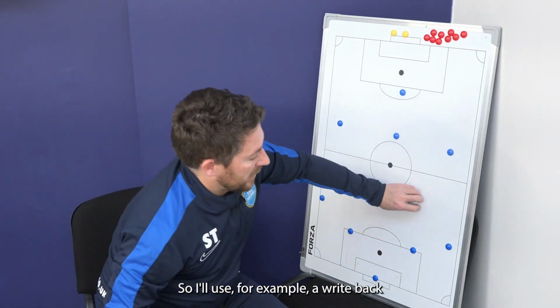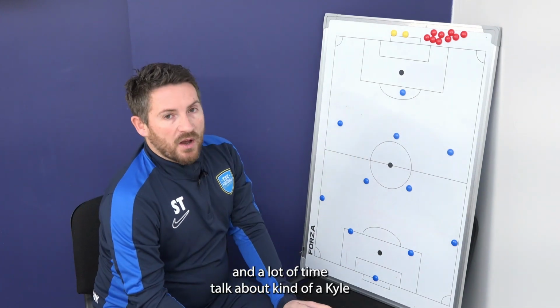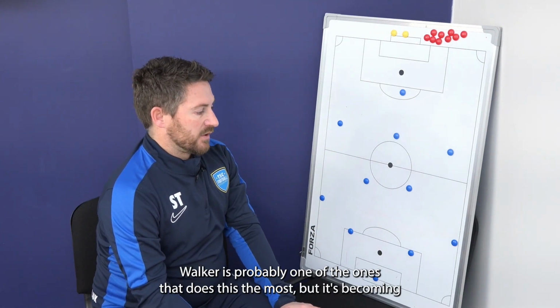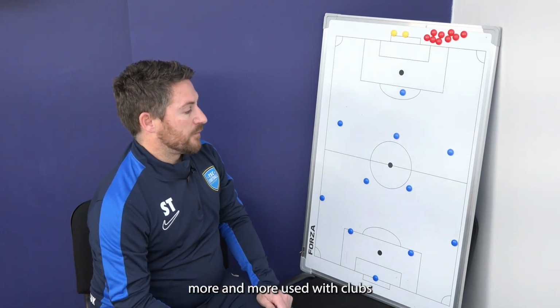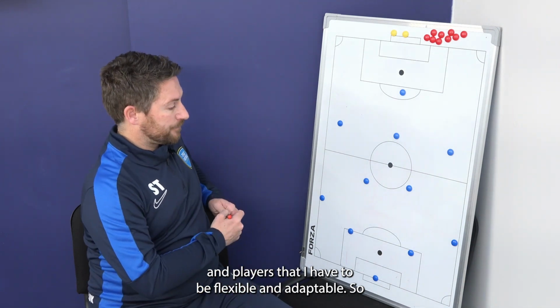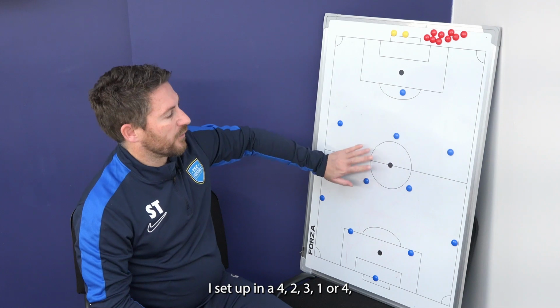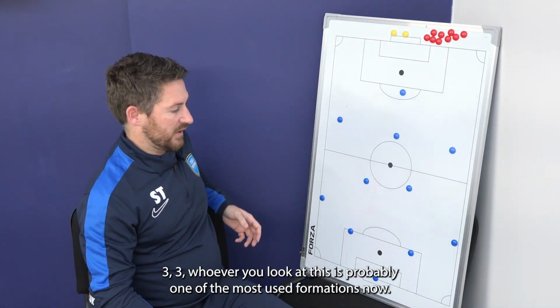So I use, for example, a right back, and a lot of the time talk about a Kyle Walker, who's probably one of the ones that does this the most, but it's becoming more and more used with clubs and players that they have to be flexible and adaptable. So I'll set up in a 4-2-3-1 or a 4-3-3, however you look at it, because this is probably one of the most used formations now.